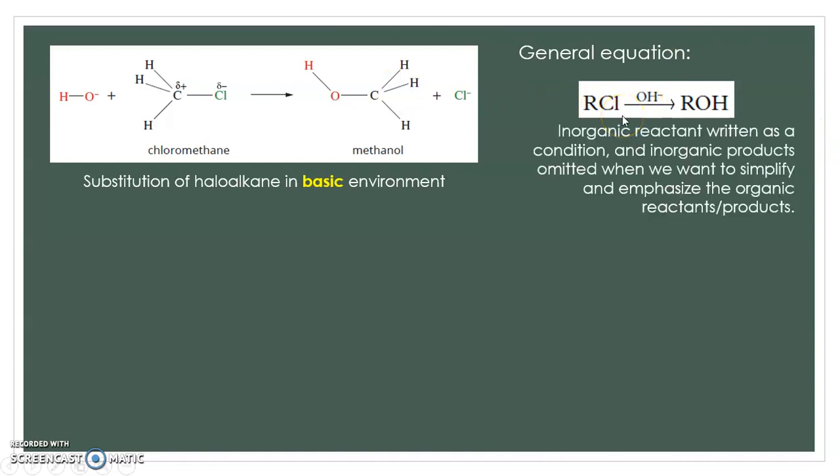You can see that inorganic reactants in this reaction pathway are written as a condition, and inorganic products are omitted. We do this when we want to simplify and emphasize the organic parts of the reaction, namely the organic reactants and organic products. So written in this way, it's not a full equation, it's more of a reaction pathway. It helps us to really see what's happening. And when we have multiple steps of organic reaction happening, it helps us to keep track of the organic reactants and products that we really want.